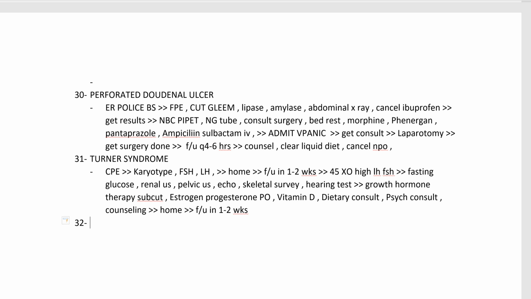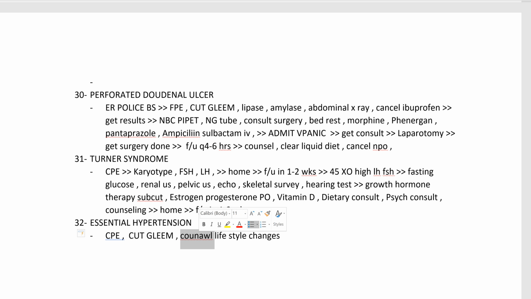No, this is a very important case too. It's essential hypertension. That's an important one. You don't want to start antihypertensives immediately. First you want to do a CBC plus complete physical exam. And then you want to order the CGLM, the EKG, and then counsel on lifestyle changes. From the first visit, you want to counsel on lifestyle changes.